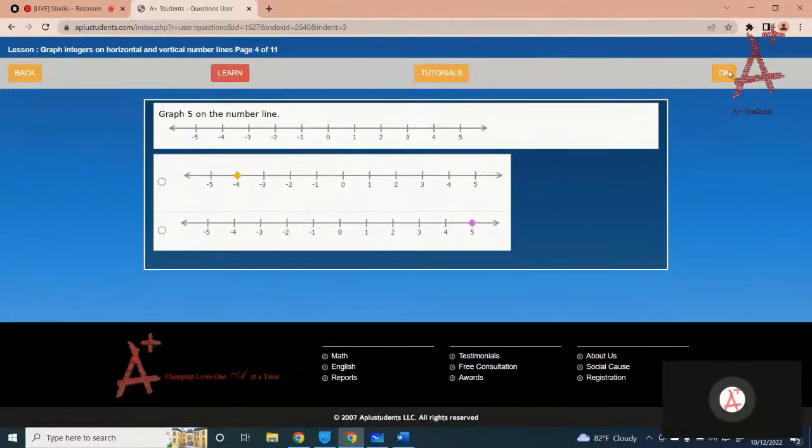Okay, graph 5 on the number line. So which graph represents the number 5? The first one represents -4. And the second graph represents 5. Very good. So second one is the correct option. Got it?